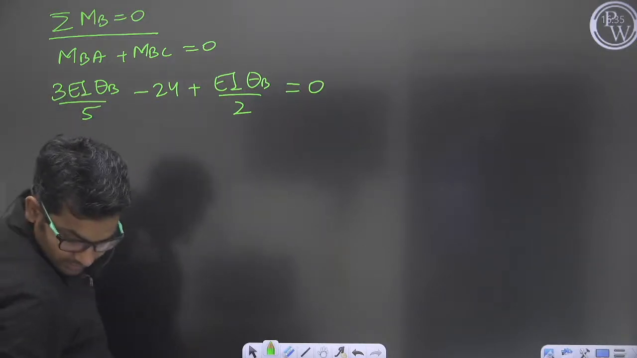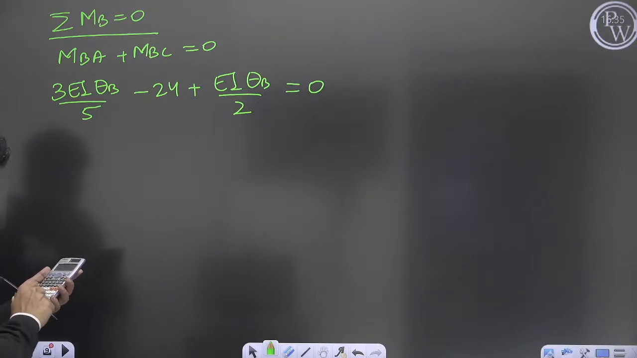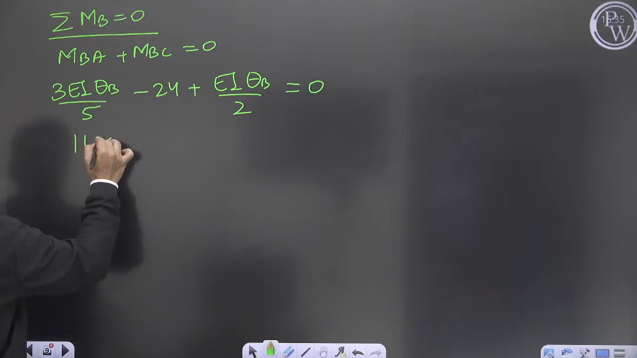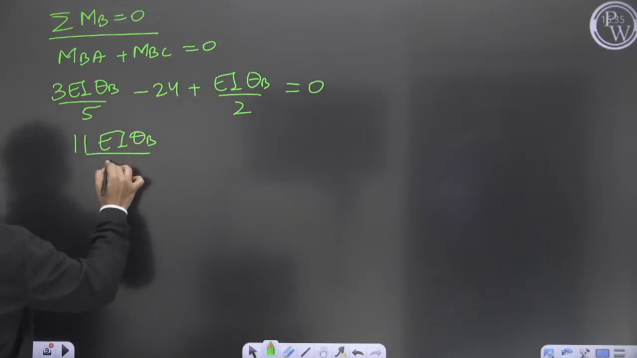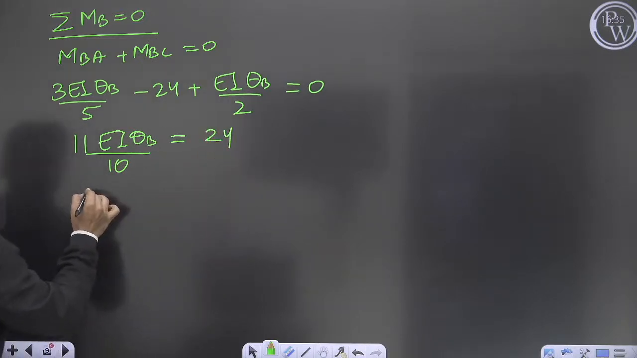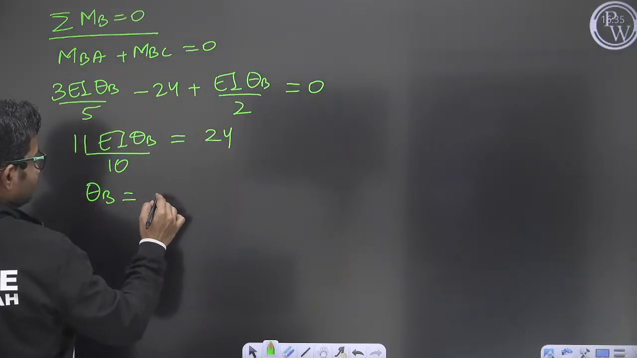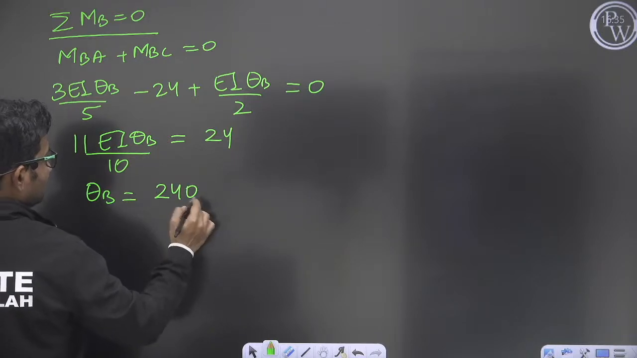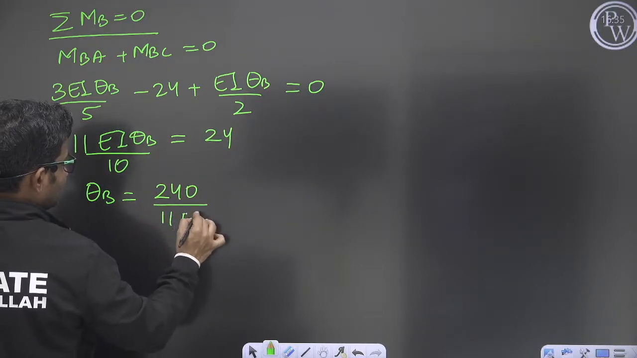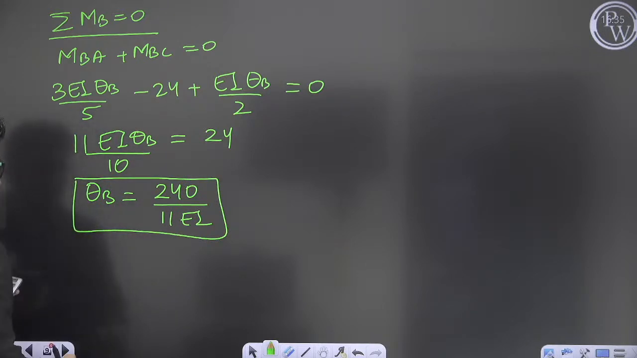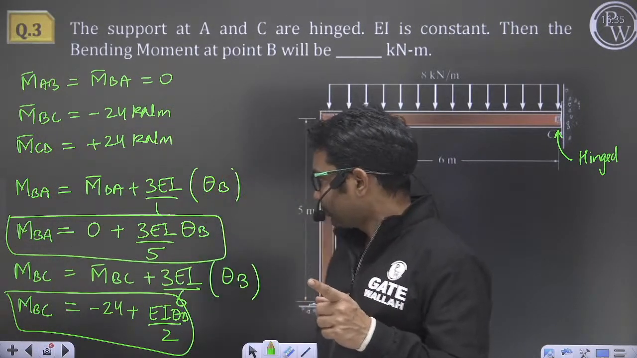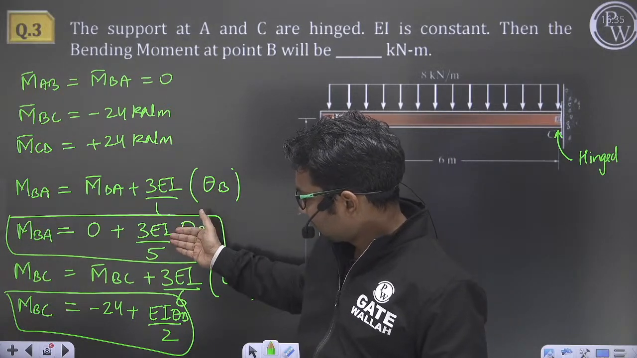Okay, so 3 by 5 plus half, that will be 11 by 10. 11 EI theta B by 10 will be equal to 24. So theta B will be equal to 240 upon 11 EI. This will be the value of theta B. Now I have found out theta B. Can I find out MBA from here? Theta B I have got from equilibrium equation. Now that value of theta B I can put either in this equation or in this equation.